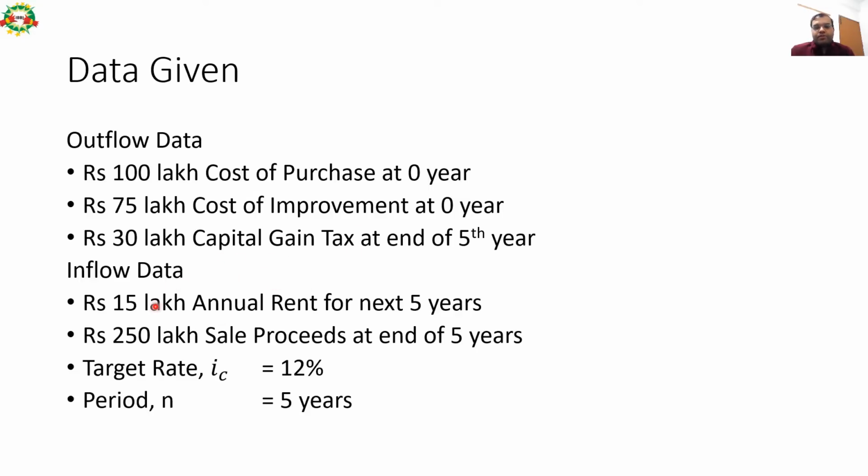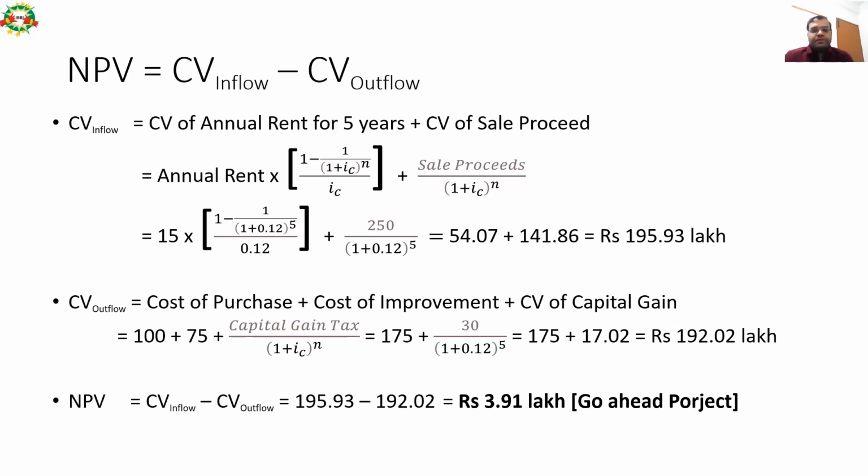And what are the inflows? 15 lakh rupees annual rent for next 5 years and 250 lakh rupees of sale proceeds at the end of 5 years. So target rate, which is capitalization rate, is 12% and period is 9 years. So we have to calculate NPV of the project for decision making.